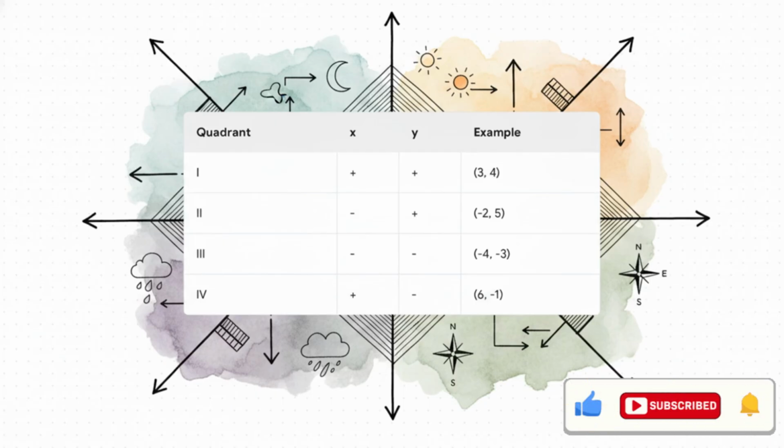These crossing axes chop our flat map into 4 distinct neighborhoods, known as quadrants. In quadrant 1, up in the top right, everything is positive. You move right, you move up. Easy. In quadrant 2, top left, x is negative, but y is still positive. Down in quadrant 3, bottom left, everything is negative. And finally, quadrant 4, bottom right, x is positive again, but y is negative. This whole system gives us an instant, intuitive sense of direction.